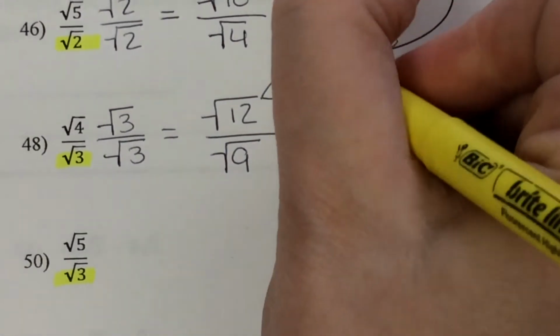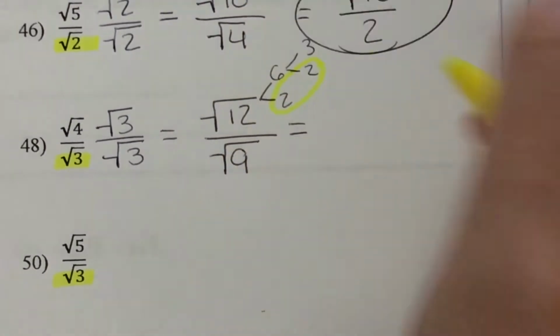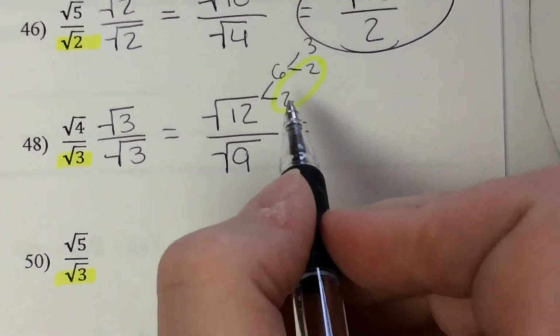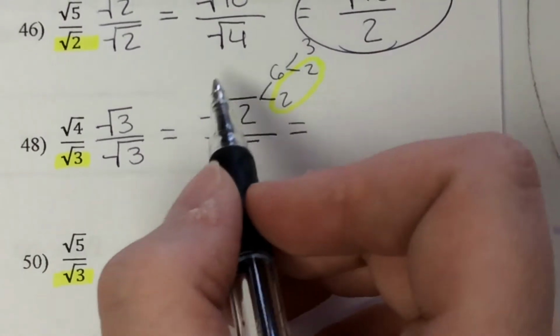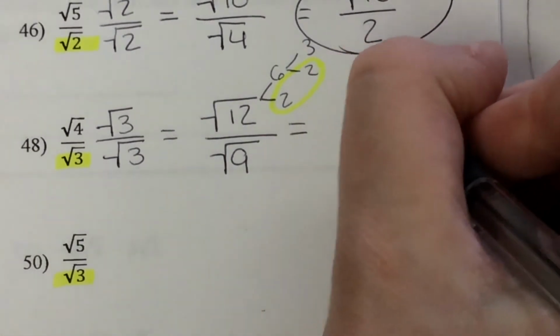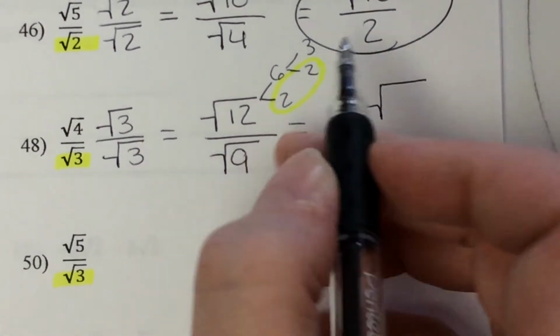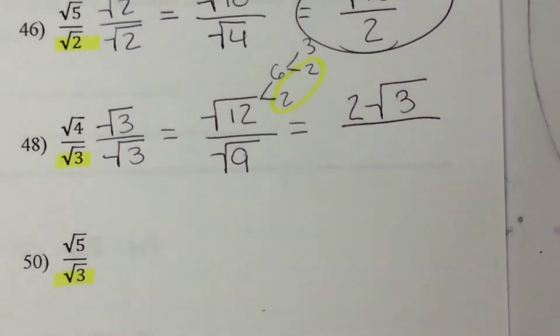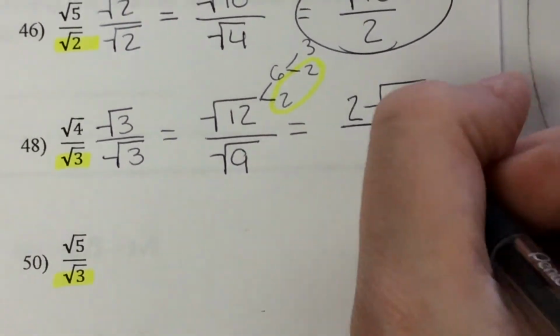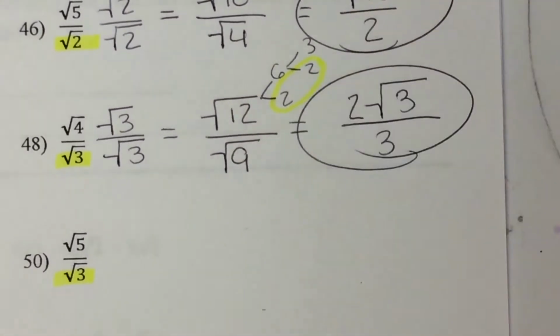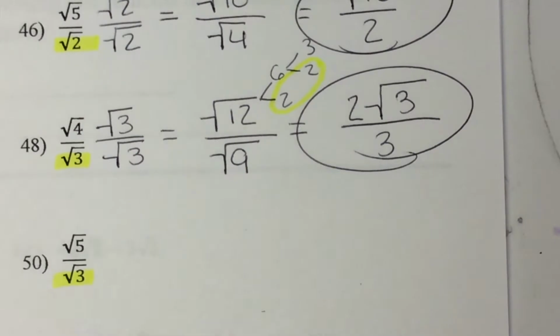So who gets to leave? Any pair of 2 numbers. So I have 2 2s here. So that means 2s are going to go to the outside of the house, or the radical, I guess you could call it. And then stuck at home is the loner 3. Now in the bottom, what is the square root of 9? All done. Okay?